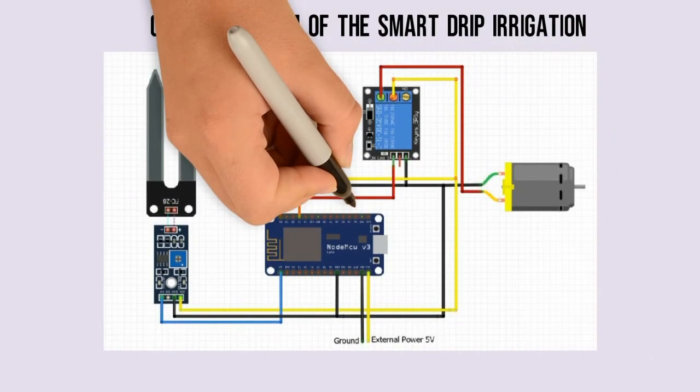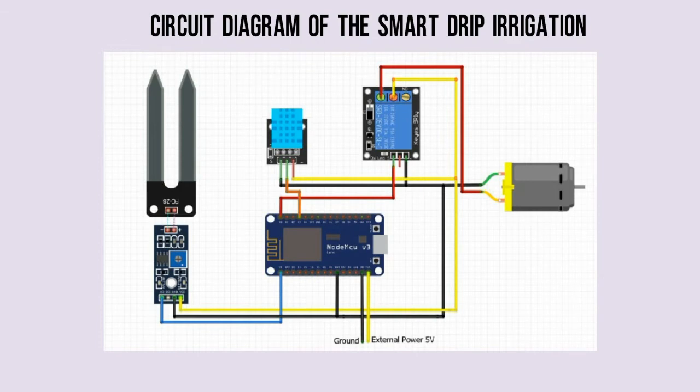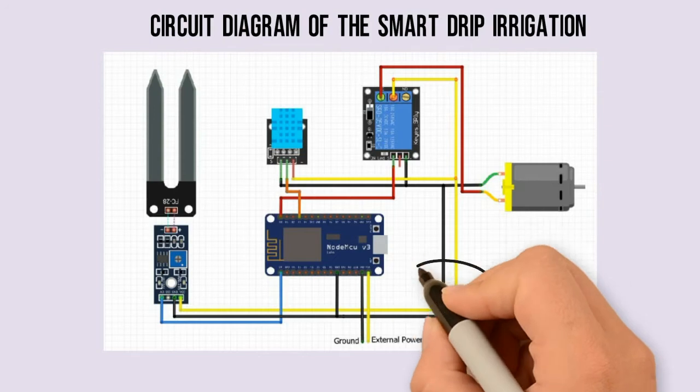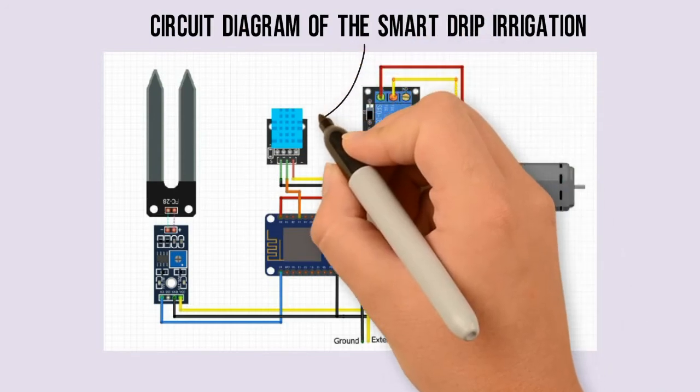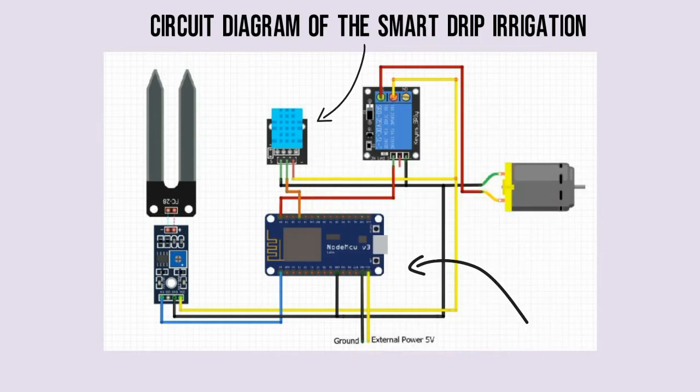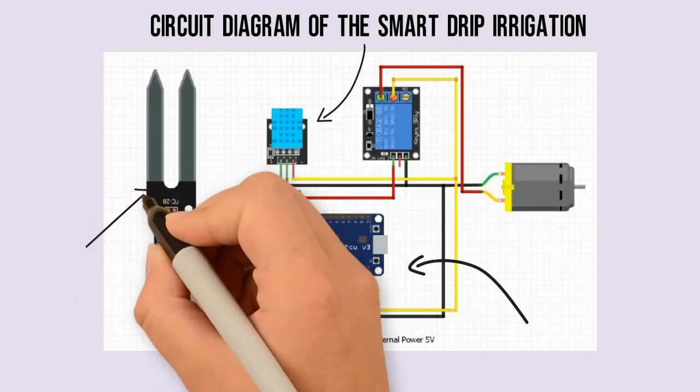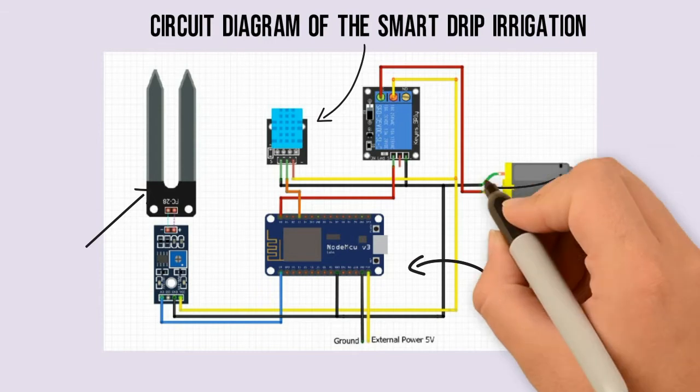For the circuit diagram of the smart drip irrigation, the moisture sensor gives the analog output, which can be read through NodeMCU analog pin 0. Then the DHT11 and soil moisture sensor are connected to the microcontroller NodeMCU so that the data can be read for the soil conditions.